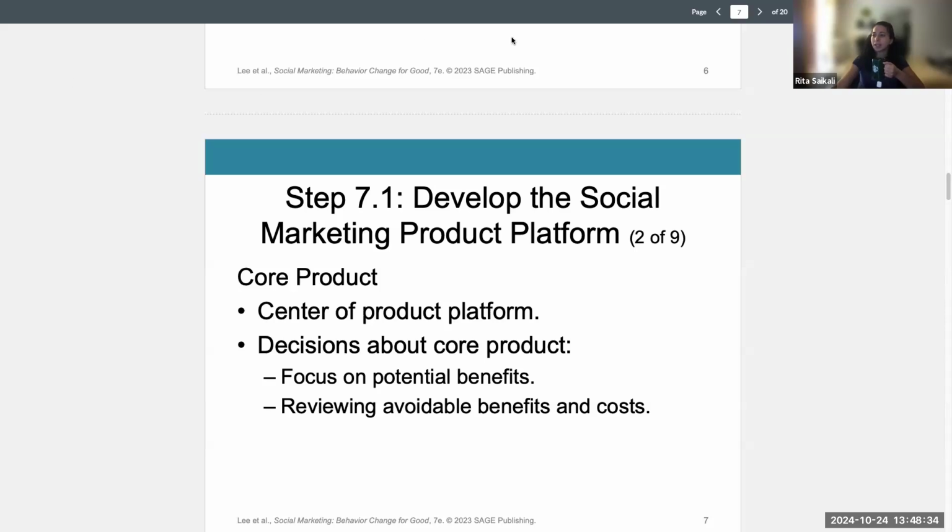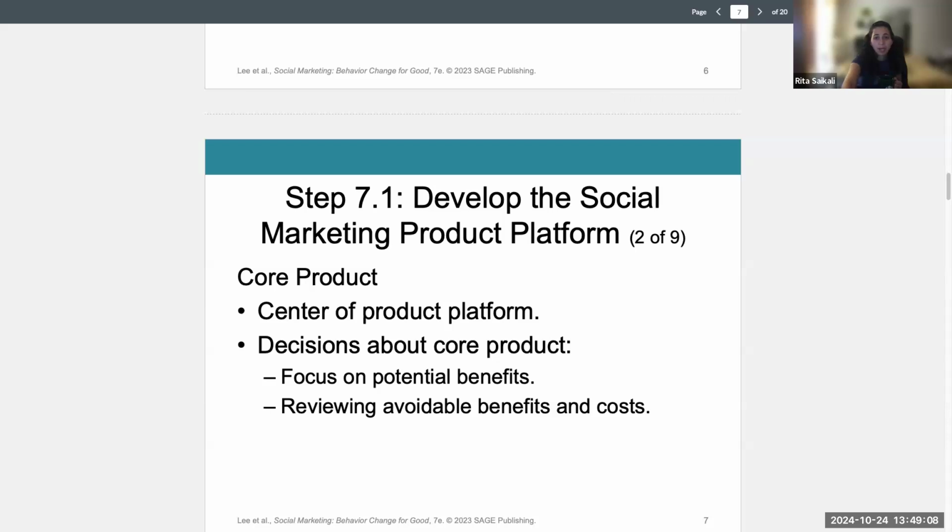And so it's crucial to clearly define what this core product benefit is, as it directly relates to the behavioral change you wish to promote. So, for example, in a campaign promoting exercise, the core product is not just the physical fitness, but also the long term health benefits like increase in energy, like reduced risks of disease, and like improved mental well being. So, these are all part of the core product.